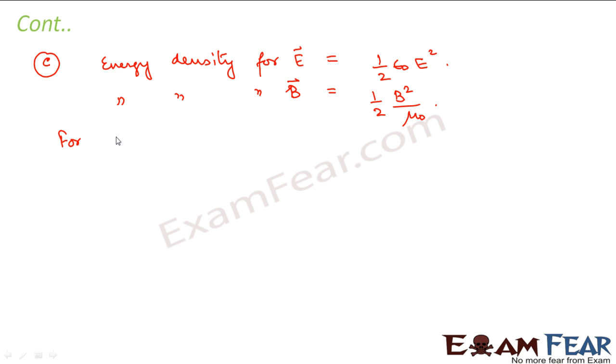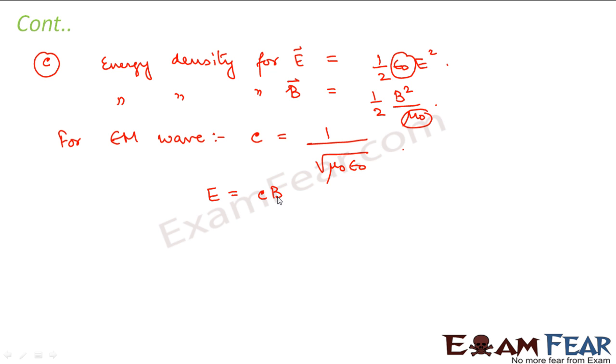Now for an electromagnetic wave, we know that the speed of light is related to the permittivity and permeability values, that is c is equal to 1 by root over mu naught epsilon naught. And we also know that the electric field E is given as c into B, that is c is the ratio of the electric field to the magnetic field. So using these two, instead of c we can write B divided by root over mu naught epsilon naught. So we get E is equal to B divided by root over mu naught epsilon naught.